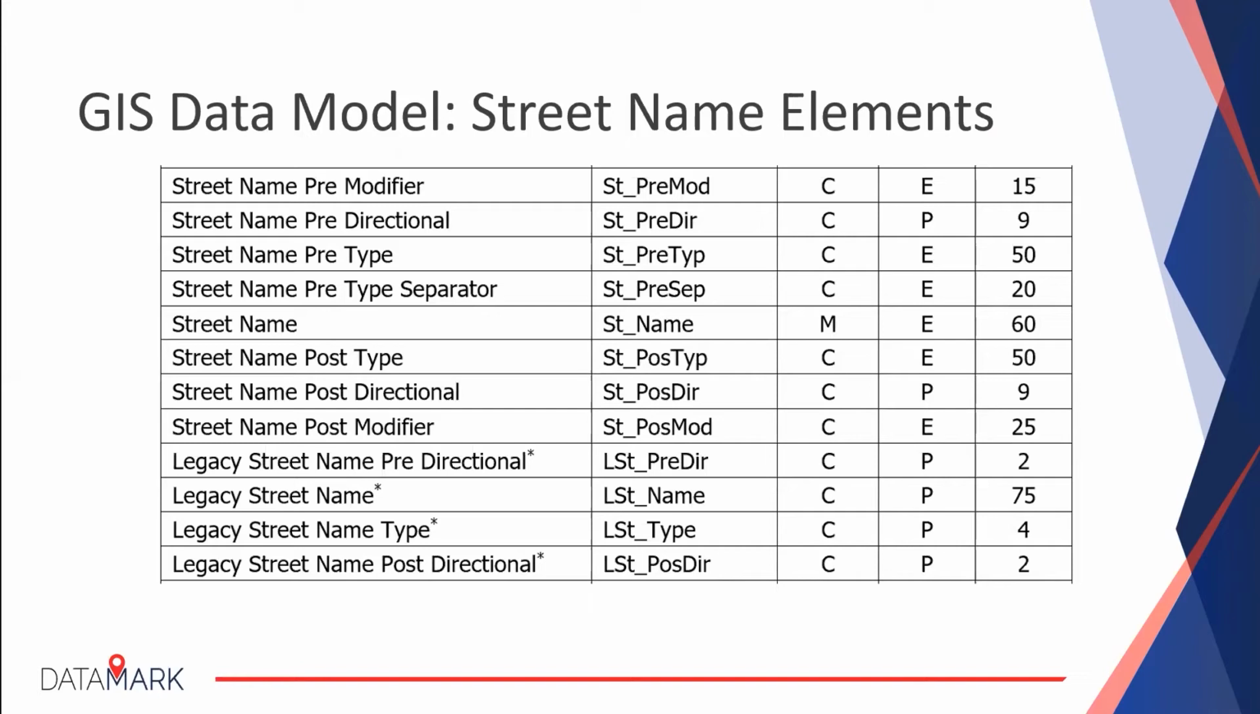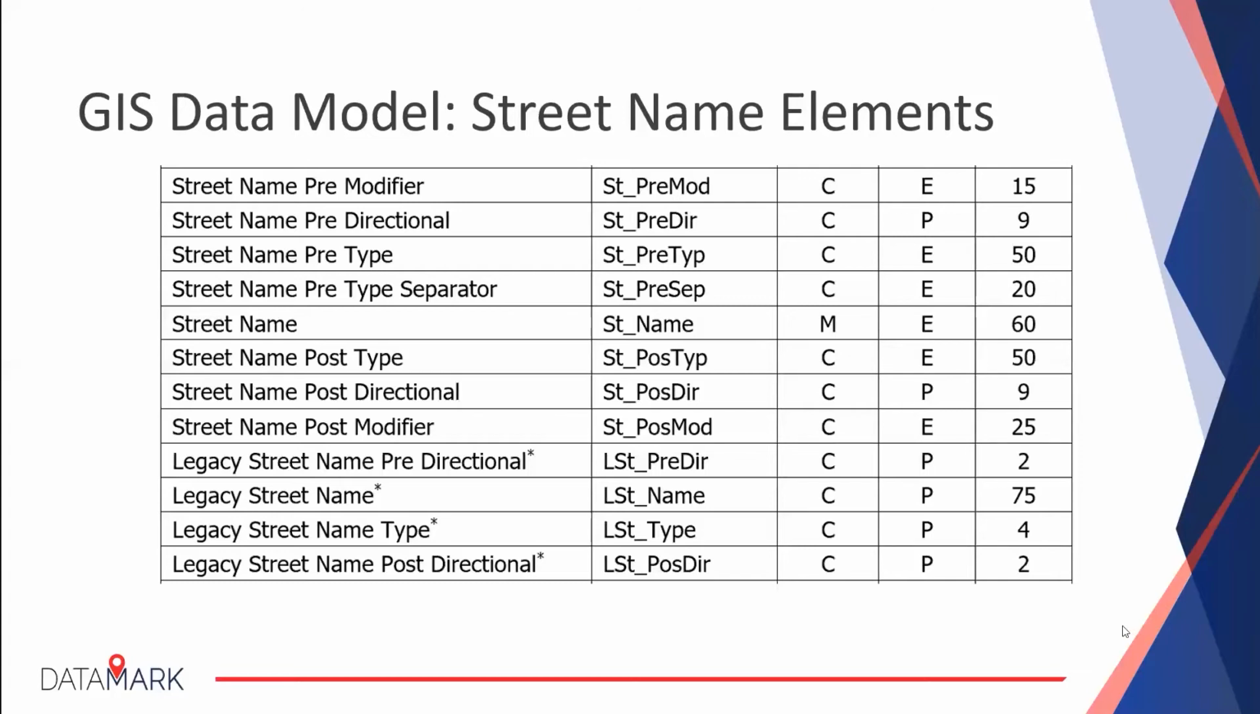Now it becomes a pre-modifier, a pre-directional, a pretype, and the pretype separator if necessary. There's a great example of a conditional field. The pretype separator is going to be used in probably a minority of instances, but everywhere there is the need for a pretype separator, it is mandatory that it's populated in that field. Followed by a street name, a posttype, a post-directional, and a post-modifier.